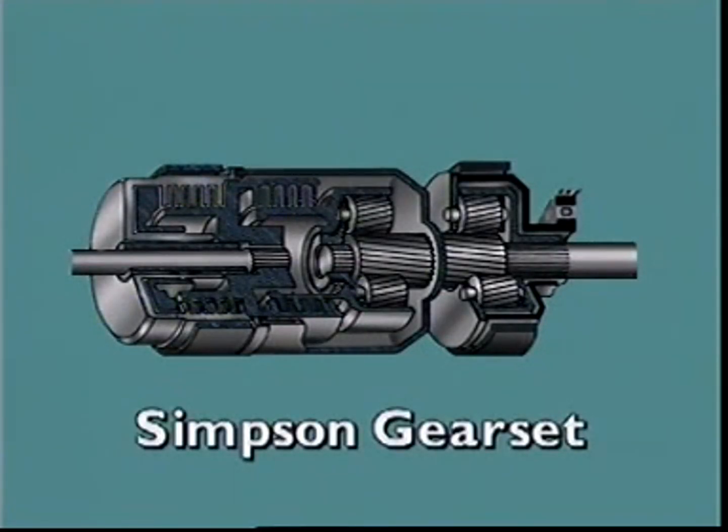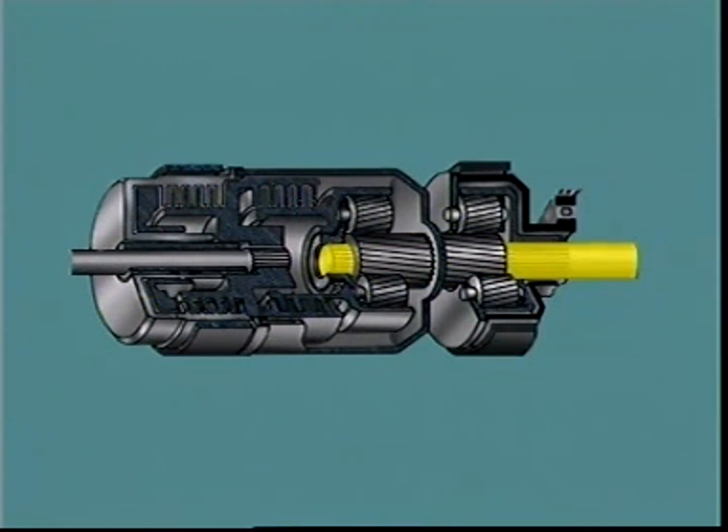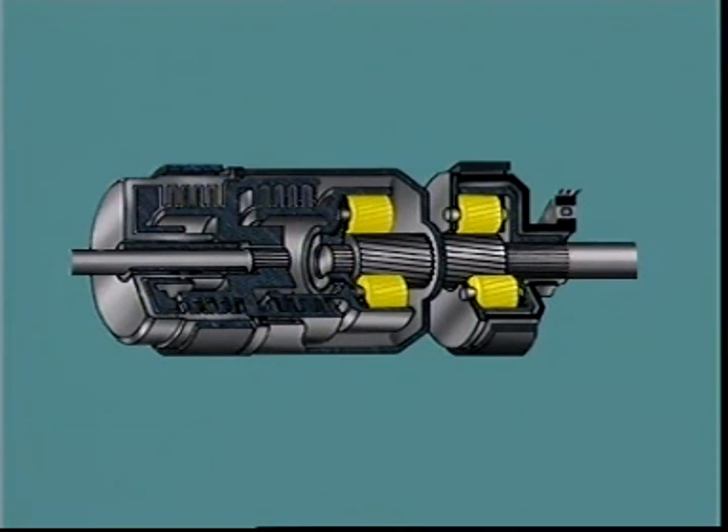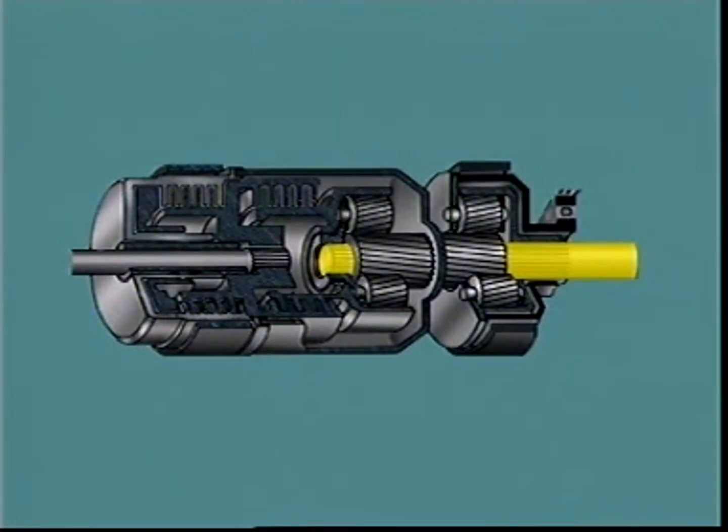A Simpson gear set has two simple gear sets connected by a long sun gear common to both gear sets. The sun gear is free to rotate on the output shaft. It is constantly meshed with the planet pinions of both sets. They in turn mesh with their individual ring gears. Both sets are also connected by each having a part splined to the output shaft: the ring gear of the rear set and the planet carrier of the front set.